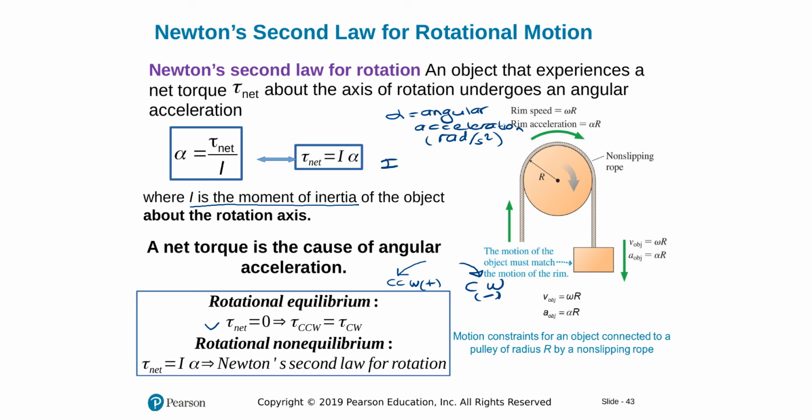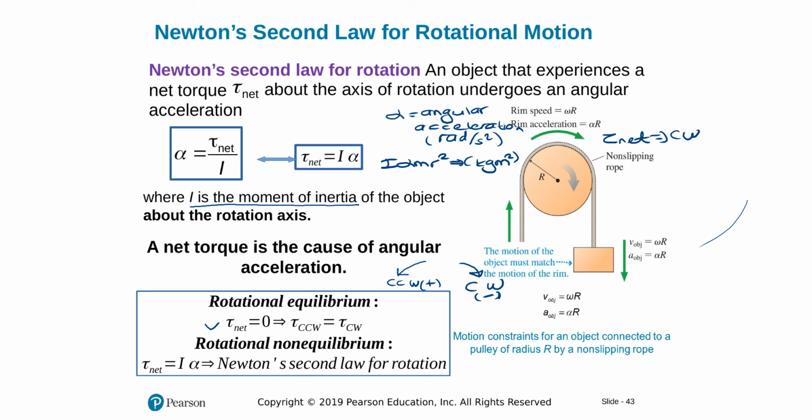I is going to be given to us as an equation or a number, but it's generally directly proportional to mass times the radius squared, and its unit will be kilogram times meter squared. This example here is showing we could have a situation where we have rotation in this direction. In this case, we will have a clockwise net torque, right? And this net torque would be equal to I alpha, or we can solve for alpha, angular acceleration, as net torque over moment of inertia.